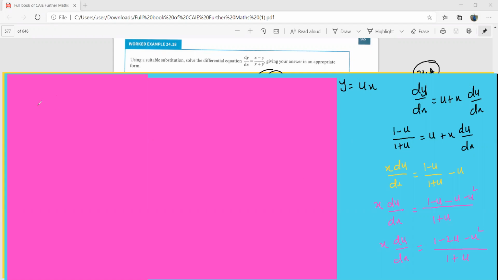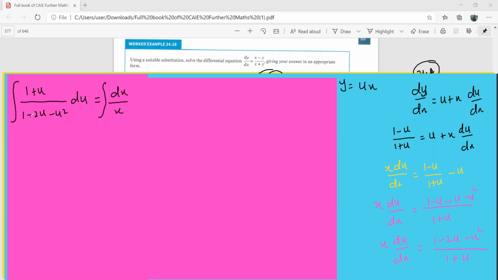So this will be (1 plus u) over (1 minus 2u minus u square) du. A typical differential equation of your A level maths. This is your dx over x. From now on it is your A level mathematics, so we have to integrate both of these sides.